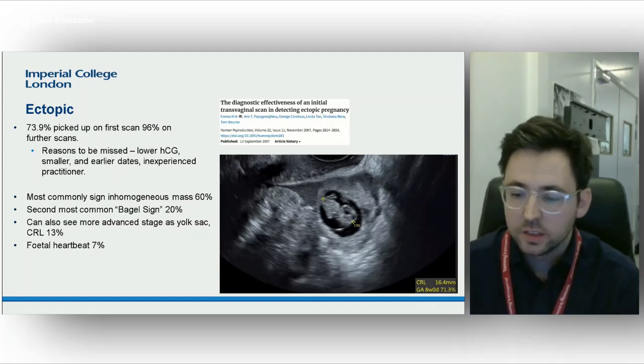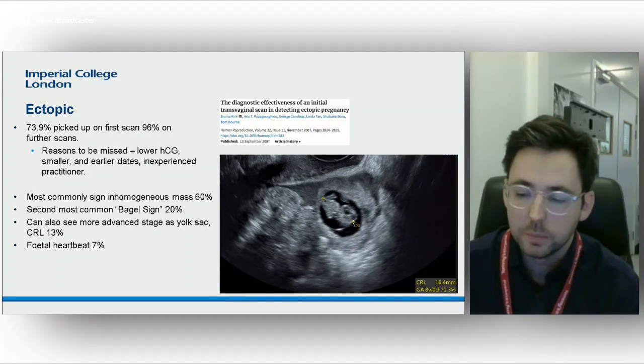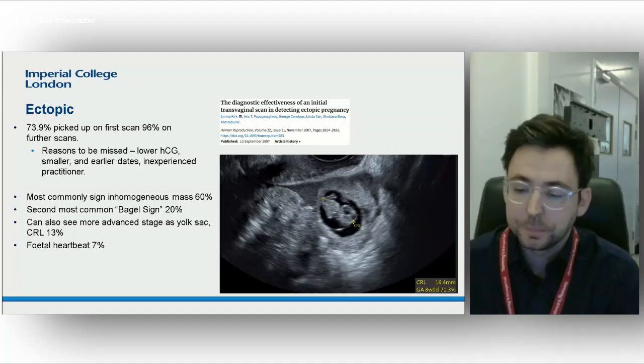And this last image is from a patient who presented very recently with very mild spotting and mild abdominal cramping. And these symptoms can easily be confused with threatened miscarriage.